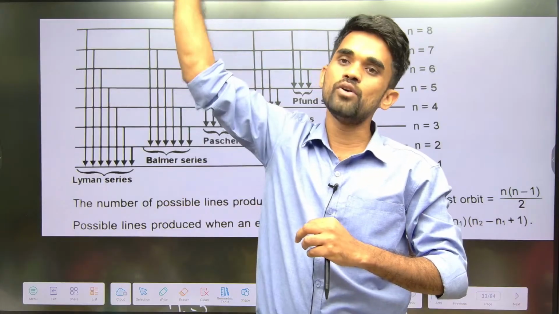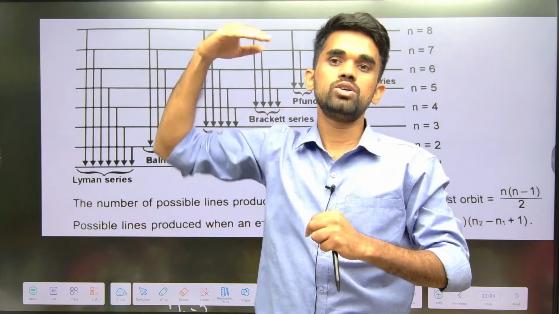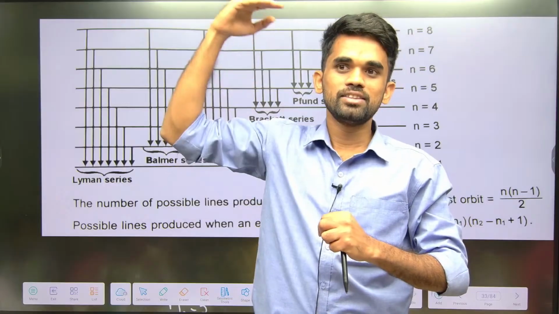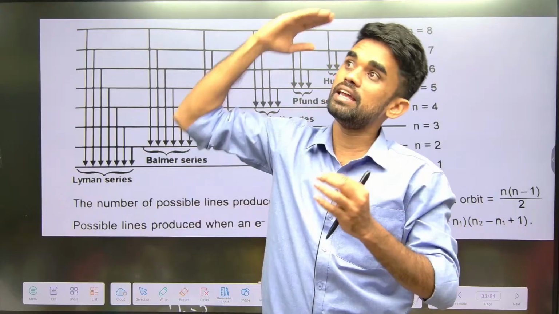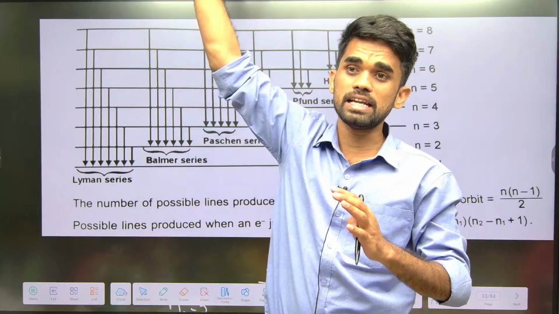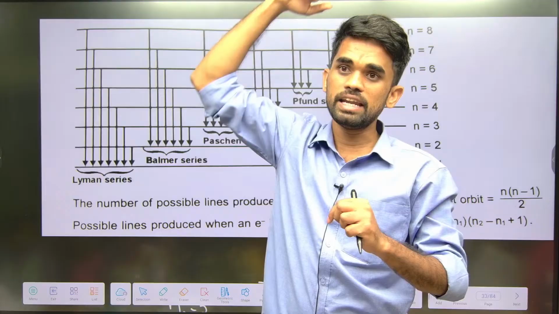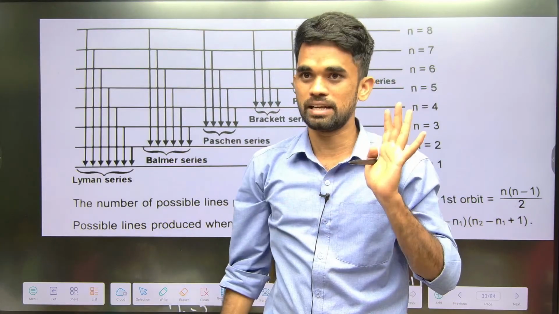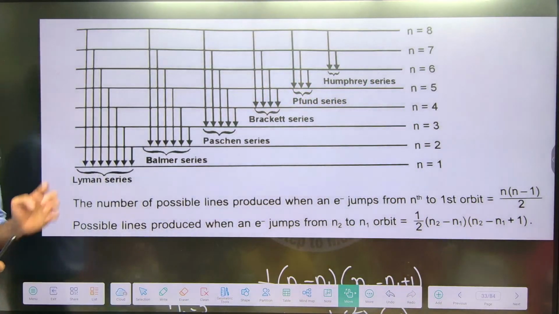Balmer series: 4 to 2, 3 to 2. From any higher energy level to the third energy level, Paschen series. Any higher energy level to fourth, any higher energy state to fifth, any higher energy state to sixth, Pfund and so on. Like that we have different spectral lines. Up to here, is this clear?